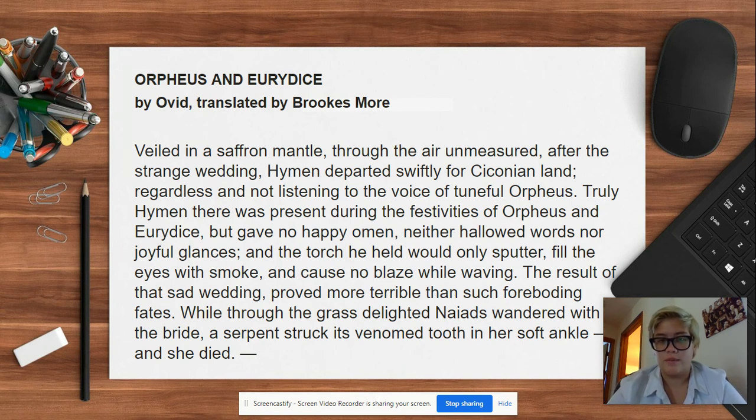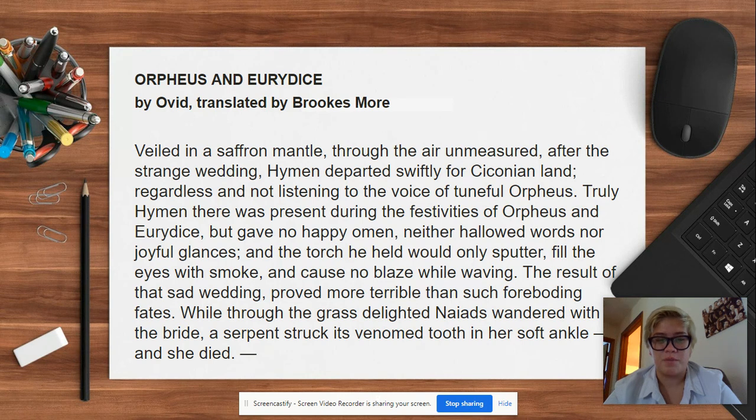Okay, so if there's a wedding, and we're talking about the festivities between Orpheus and Eurydice, we can probably assume that this is starting out at the wedding of Orpheus and Eurydice, and Hymen was there, but gave no happy omen, neither hallowed words nor joyful glances. Okay, so Hymen was present during the festivities, so the wedding of Orpheus and Eurydice, but he did not say anything hallowed, and he didn't give any joyful glances. And the torch he held would only sputter, fill the eyes with smoke, and cause no blaze while waving. So I don't know why he's holding a torch.